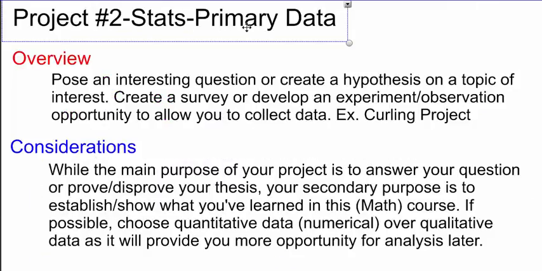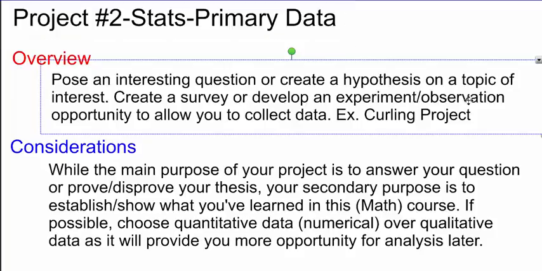Project 2, stats, primary data. If you're looking at this one, basically you're looking to come up with a way to collect data to answer your hypothesis or your question. So a survey is probably the easiest, most logical way to go. But you can also develop an experiment or an opportunity for observation that will allow you to collect the data.